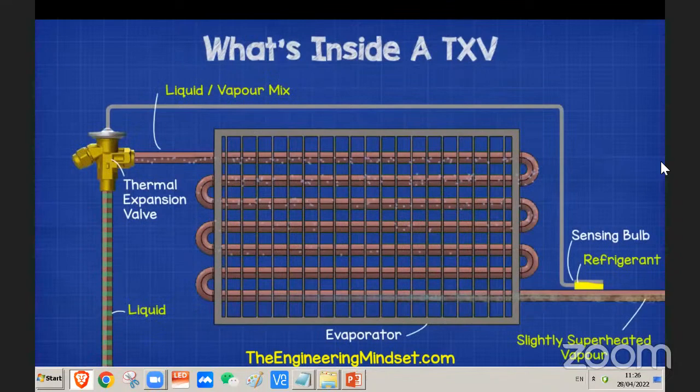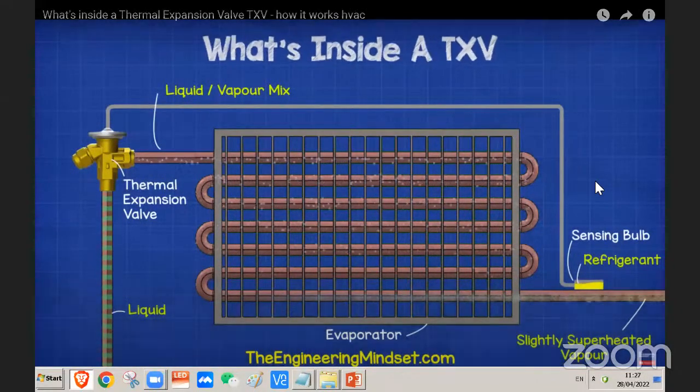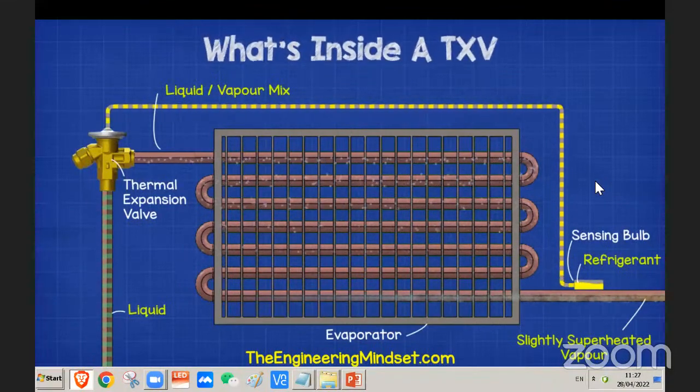The bulb is filled with a refrigerant which is kept completely separate to the refrigerant in the rest of the system. These two refrigerants never meet or mix, they are always separated. The superheat boils the refrigerant inside the bulb, and as it boils, it creates pressure. The pressure travels along the hollow capillary tube and into the power head. The power head controls the flow of refrigerant, and we'll see inside that later in this video.